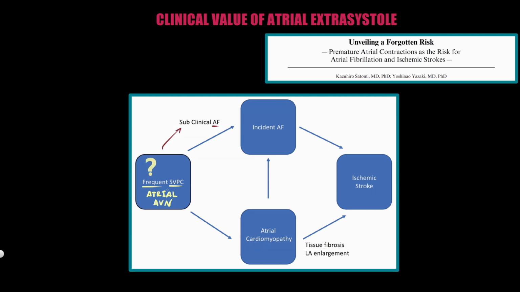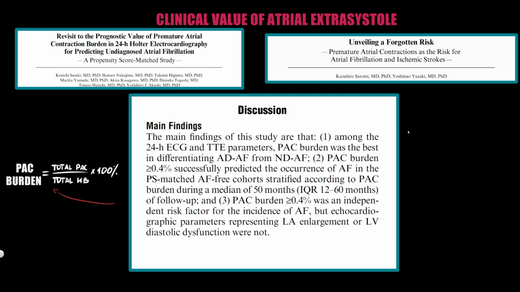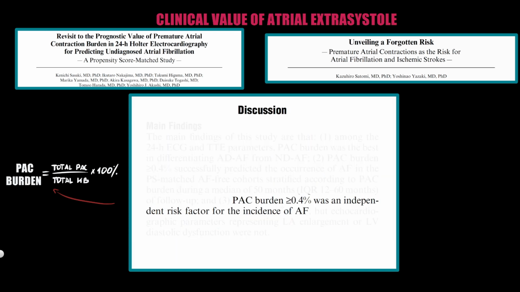But what does frequent mean? How many should there be? The frequency of any extrasystole is evaluated by extrasystolic burden, in our case premature atrial contraction burden. That is calculated by dividing the number of extrasystoles by the total number of heartbeats during 24-hour ECG monitoring and multiplying by 100. And if the premature atrial contraction burden is greater than or equal to 0.4%, it is an independent risk factor for the incidence of atrial fibrillation.